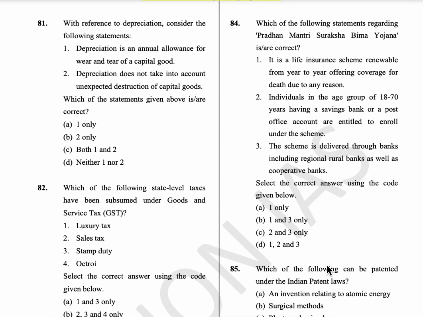81st question, with reference to the depreciation, consider the following statements. So the first statement is depreciation is an annual allowances for wear and tear of capital goods. First statement is correct. Second statement is depreciation does not take into account unexpected destruction of capital goods. So both these statements are correct. So option C.